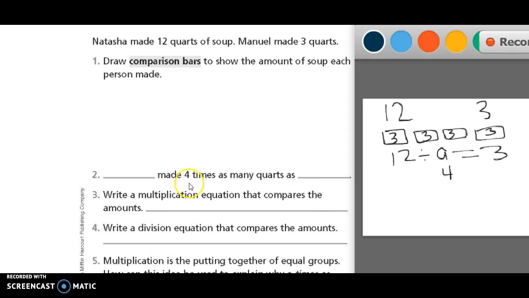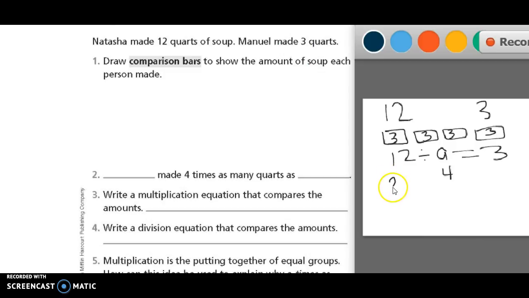So we're looking at this. We did get the answer 4, but as you remember, we have to know what we are answering. So we need to say who made 4 times as many. So 4 isn't up here, so we need to look. So we said Natasha made 12 quarts of soup. Manuel made 3 quarts. Well, I'm going to say Natasha made more, so she's making 4 times as many as Manuel, because we said Manuel, which was the 3.